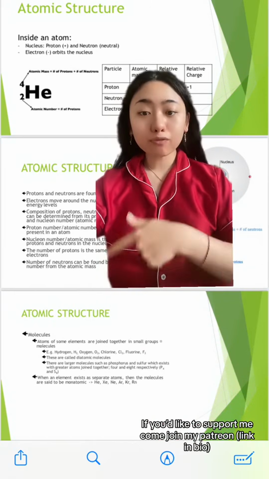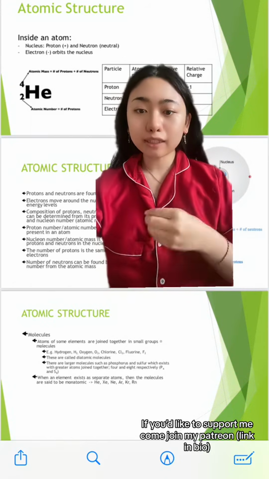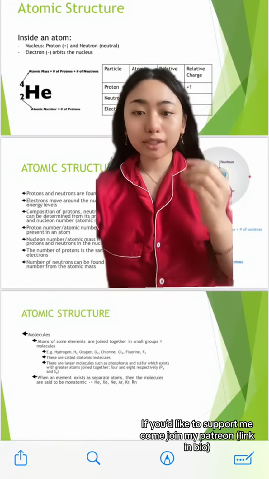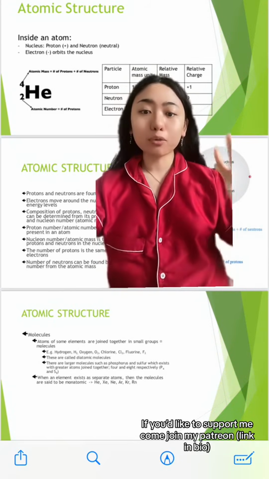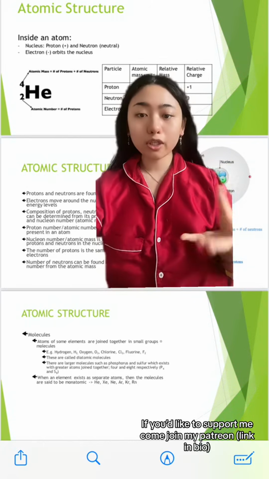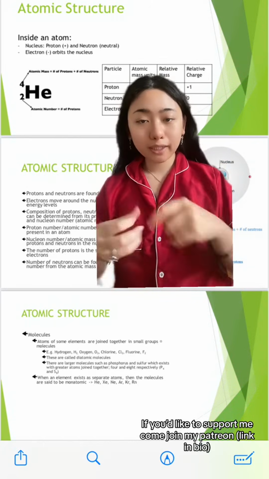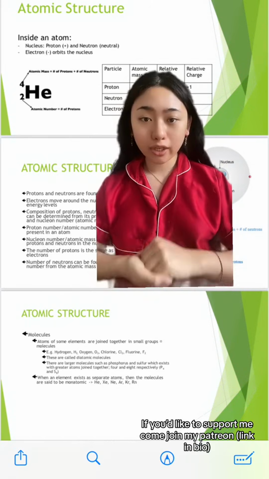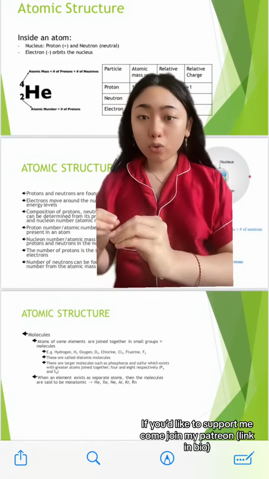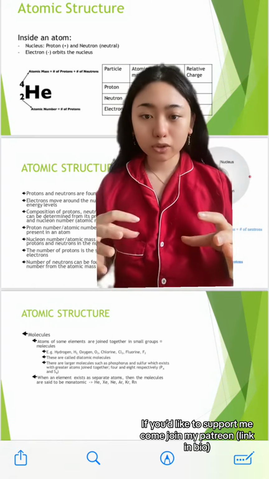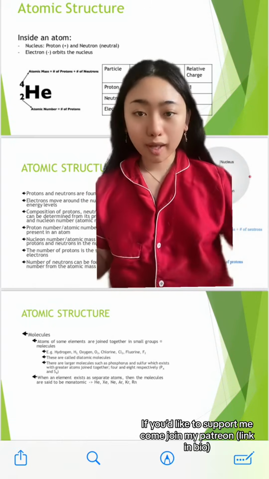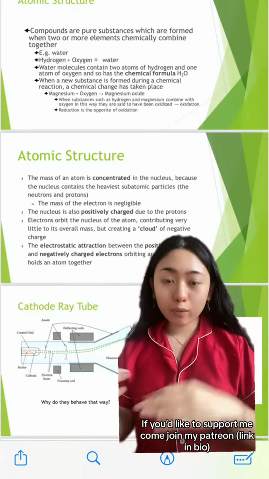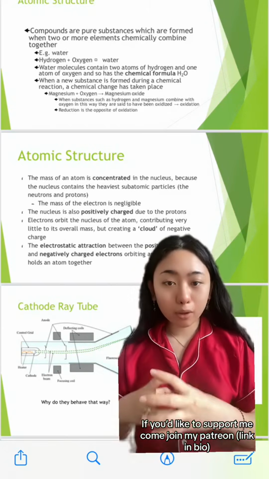Then you have the definition of molecules, which is atoms of the same element that are joined together in small groups. Examples of this would be chlorine, hydrogen, bromine, fluorine, oxygen. Those are molecules because they are the same element and they are connected together. Those with the 2 on them are called diatomic molecules. There are monoatomic molecules, and these are the group 8 elements. Compounds are what you get when you have different elements chemically bonded together.